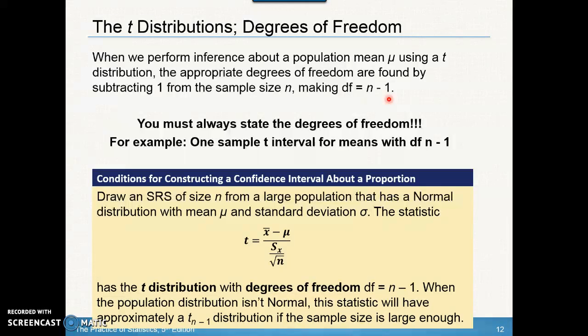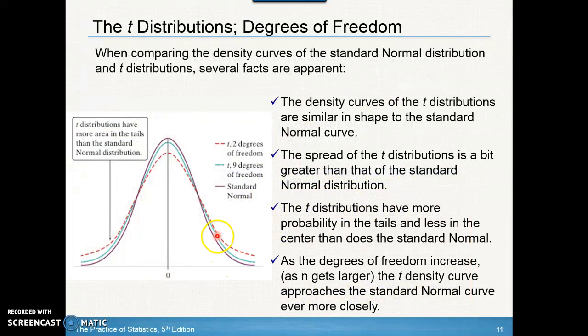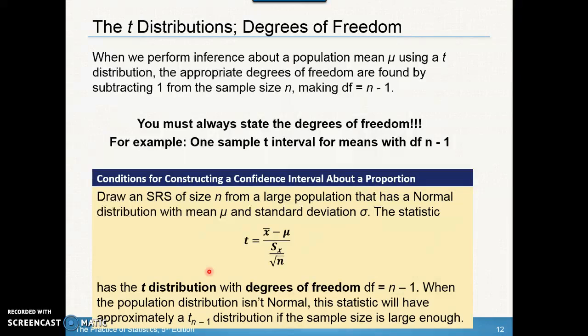When I say look different, it also means it's going to have different areas under the curve. So if you take a look at this green curve and you're finding the area from here to here, it's going to have less area in the tails than if I'm using the red curve, because the red curve has more area in the tails and less area up here. So the areas are going to change depending upon what t curve you use. So you always want to make sure you include the degrees of freedom.